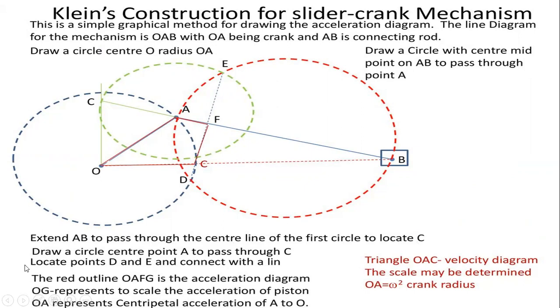Then extend the line AB to pass through the center of the first circle to locate C. So this is the line AB, and we are going to extend this line. This is the extension line OB. By extending this line, we touch the center of the first circle.